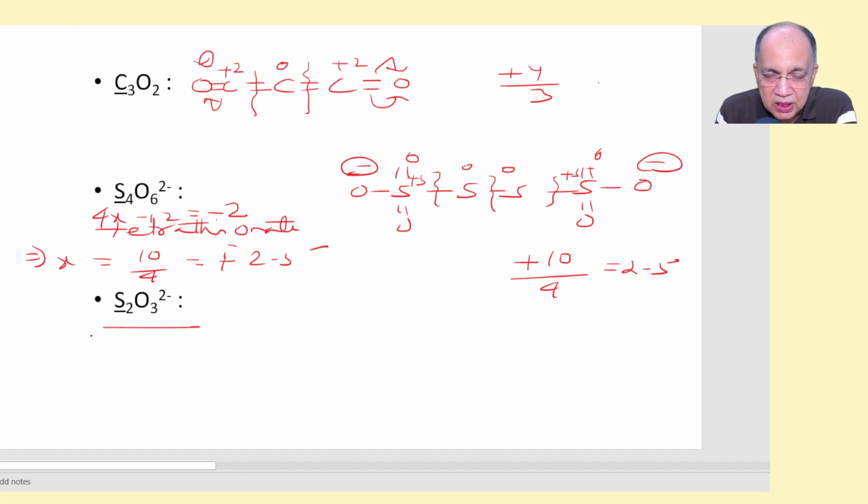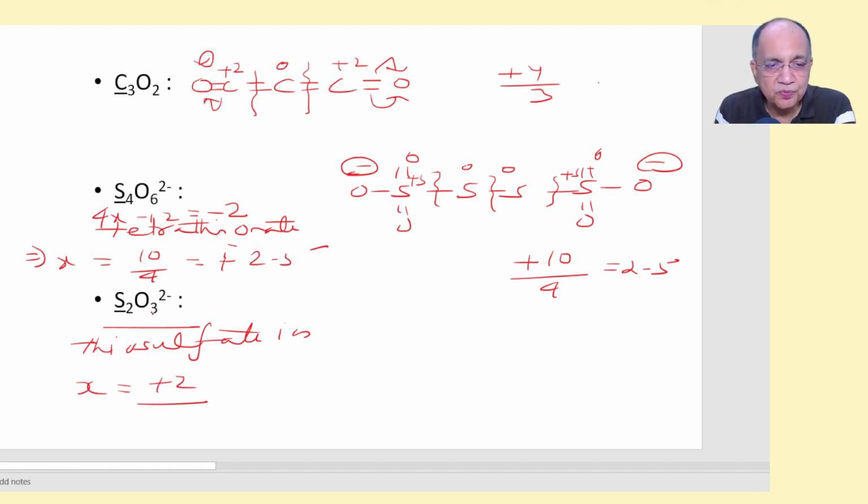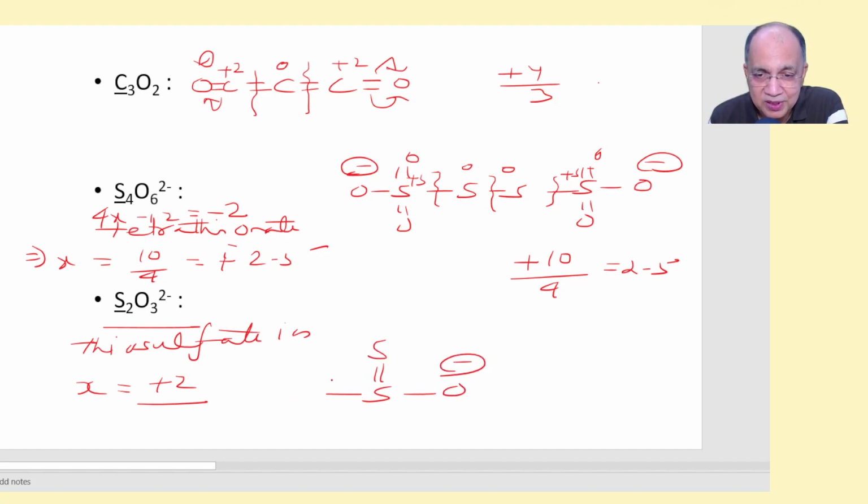Same is the case with thiosulfate. In thiosulfate ion, X method, you will get plus 2. But that will deceive you because it's a whole number. You will be deceived. Actually, if you draw the structure, again I am consoling you, don't bother about drawing. Try to understand the concept.